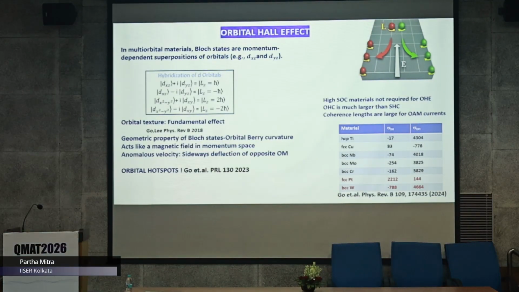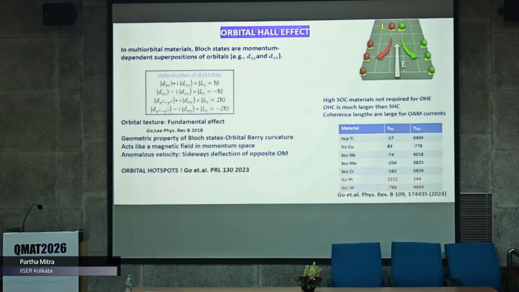Since these superpositions are momentum dependent, we have something called the orbital texture, because it depends on the momentum as it progresses. So when you apply an electric field, your electron is evolving under the electric field, so there will be a Berry curvature. And it has been shown recently, in 2018, that the Berry curvature is not only finite, it can be very, very large compared to the spin Berry curvature. They have also given a fancy name, they call it orbital hotspot. It's much, much larger than the spin Hall effect.